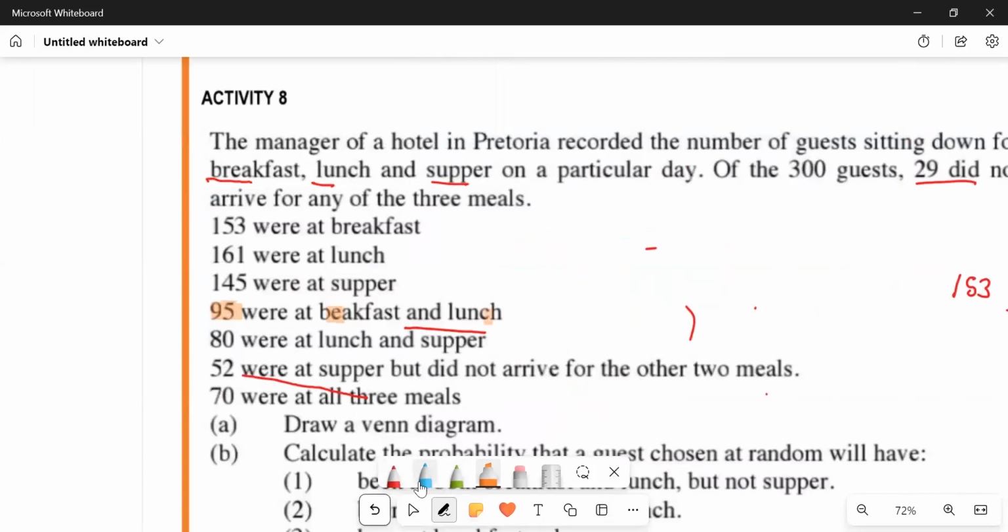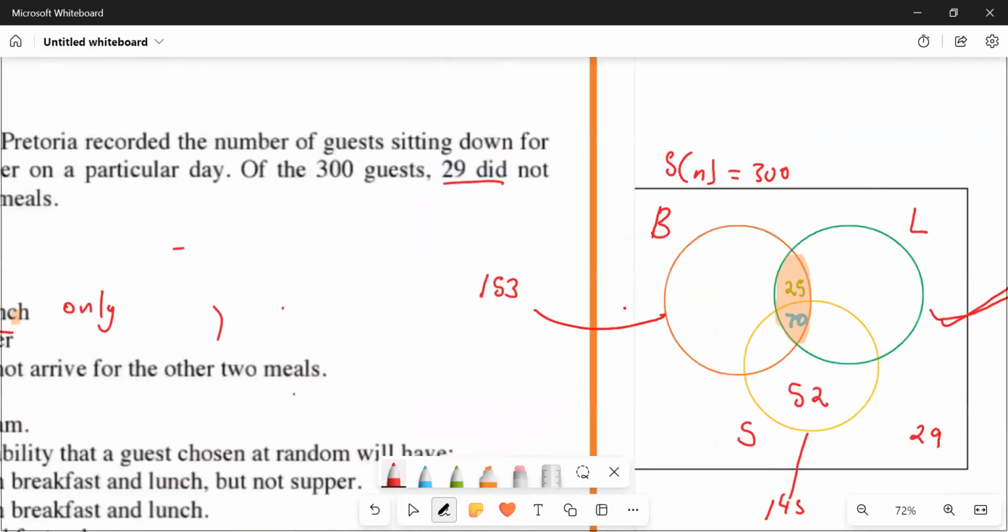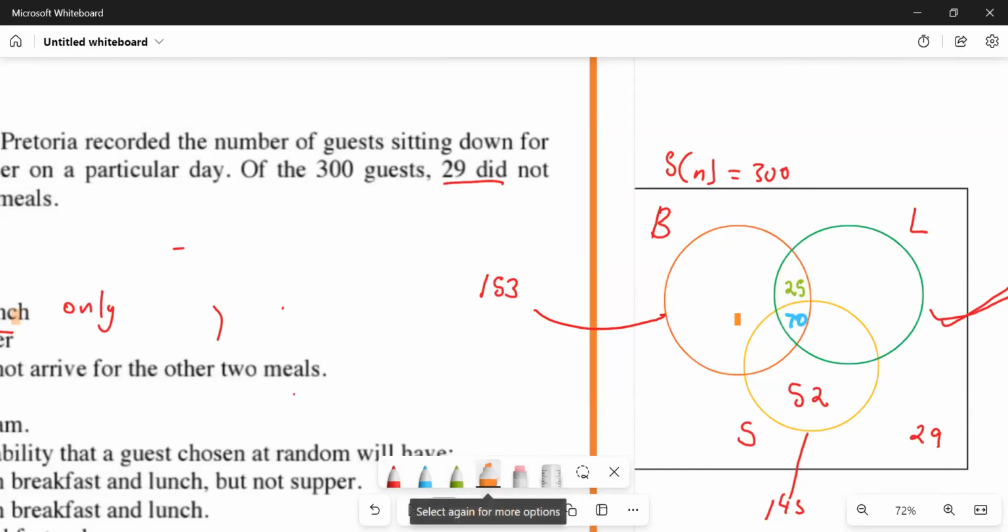And then you should differentiate this one, because they could have said breakfast and lunch only. If they say breakfast and lunch only, it means they were talking about this part only, where we put 25. But if I say just breakfast and lunch, I mean this whole thing here, starting from here up until you get there. Does it make sense?